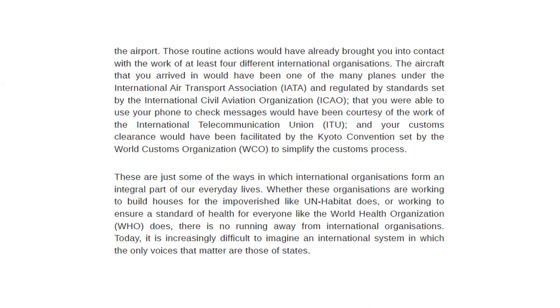So remember that it's increasingly difficult to imagine an international system in which the only voices that matter are those of states. So if you remember in the first part of this quarter, the big center part of international relations was always the states, and now it's leaning in another direction. They can't escape it, okay?